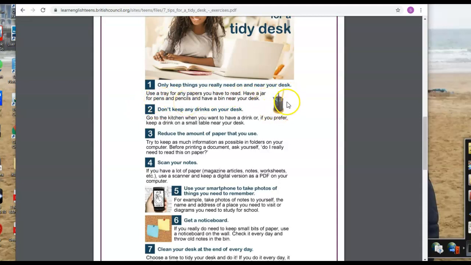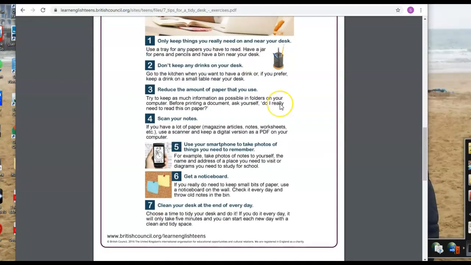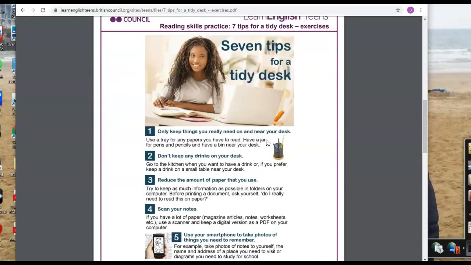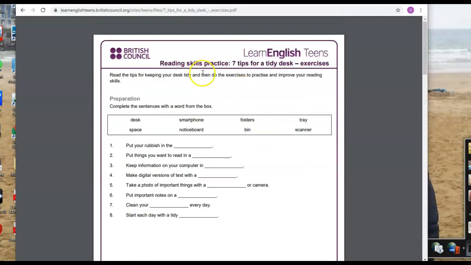And we also have a picture here so that we can see that our pencils are in some sort of holder or container. Always use the pictures to help you if you don't understand. Okay, so that is what I want you to do at home. Thank you very much.